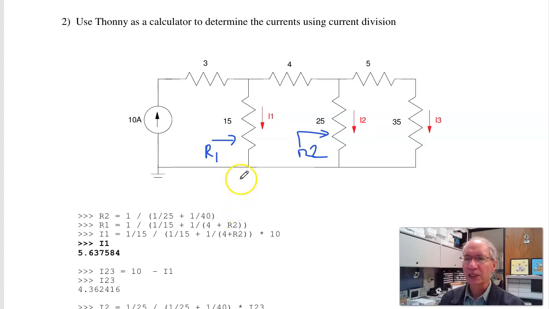The total current draw then is... I'm not really sure why I calculated R1, but I did. The current I1 then is just 1 over 15 divided by the total admittance. That'd be 1 over 15 ohms, and this resistance looking right is 4 plus R2. It's that percentage of 10 amps. I1 is 5.6 amps. The remaining current is 10 minus I1. This is 4.36 amps.